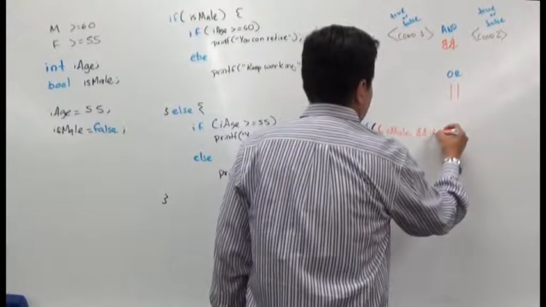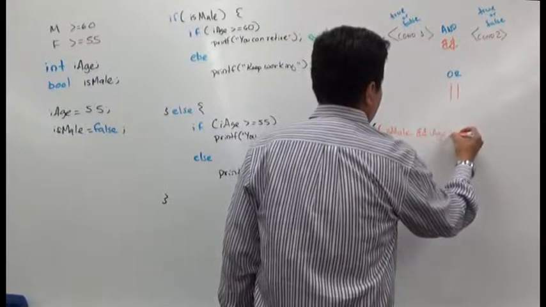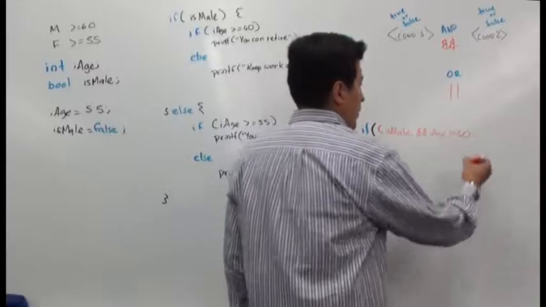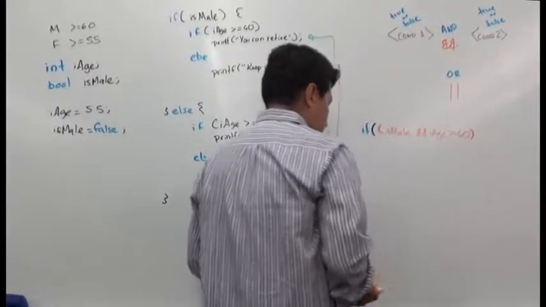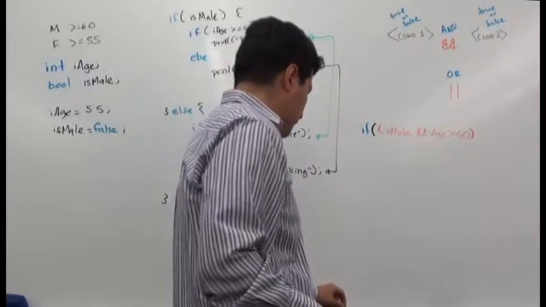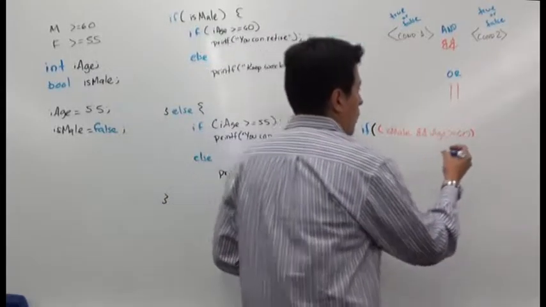The age greater or equal than 60, that person can retire, right? But what if it's not a male? Well, then we use an or. So I'm going to use an or.